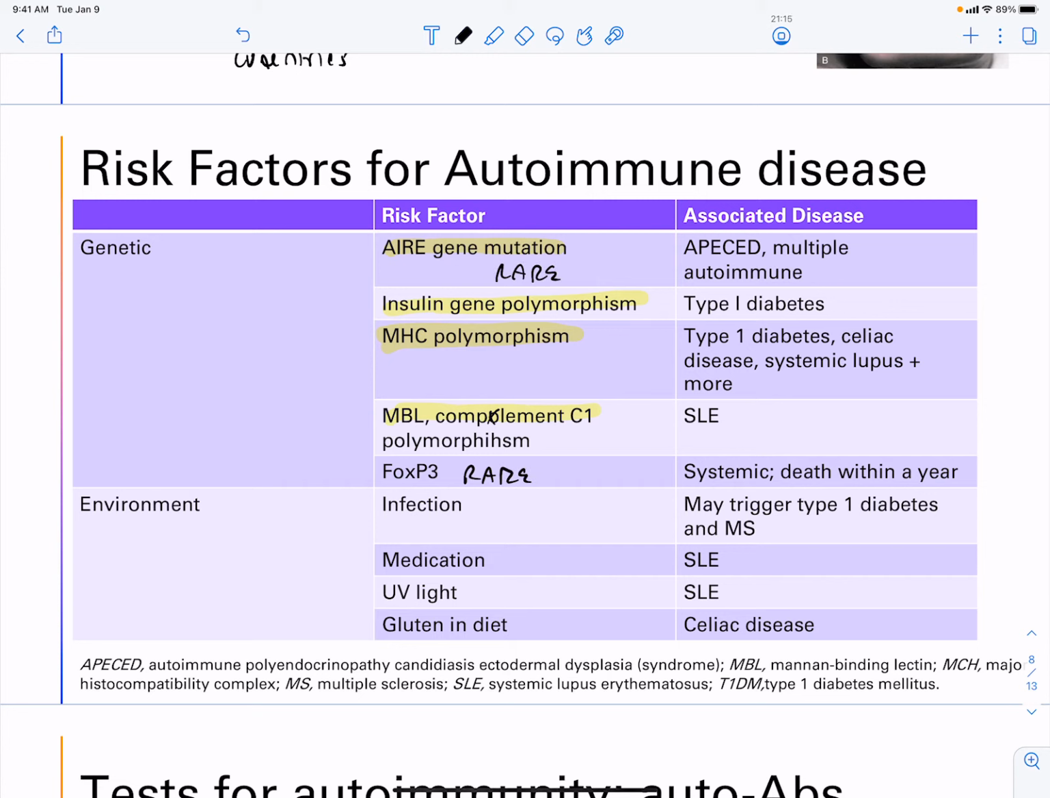We have environmental influences. Infection can give you signal 2, and you may have autoreactive T cells that are going to respond to self-antigens in the presence of signal 2. We're going to talk about medications that can lead to autoimmune diseases. UV light can influence the phenotype of autoimmune diseases, as well as celiac disease. We have some dietary influences there.